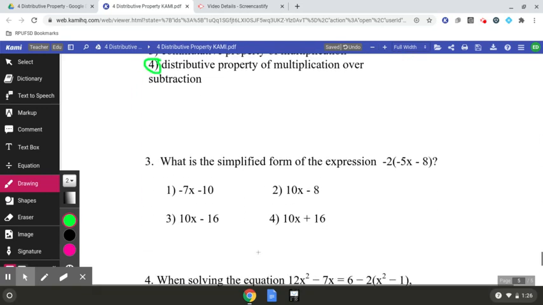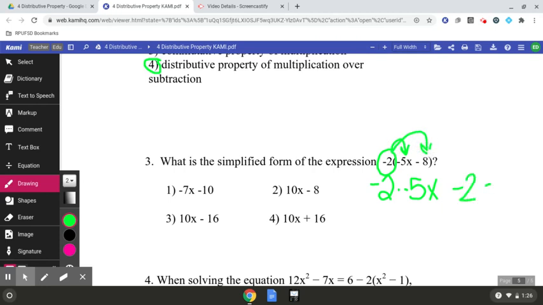Okay, number 3, what is the simplified form of this expression? So again, we're just distributing. You have a lot of negatives though. So negative 2, and I'll show you the work here. Negative 2 times a negative 5x, and then you're going to do negative 2 times negative 8. So negative and a negative makes this a positive 10x, and a negative and a negative again makes that a positive 16. So that would be choice 4.